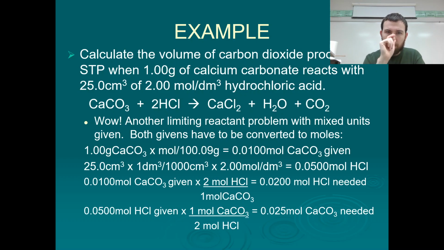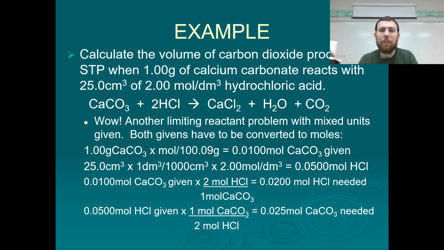And so then what we want to figure out is, okay, we can use our limiting reactant methodology. We take the amount of calcium carbonate given and look at how much hydrochloric acid we need. So we need 0.0200 moles of HCl to react with that much calcium carbonate. Well, we've got 0.05 moles, so it looks like we're good to go there. But then when we look at the hydrochloric acid, we've got 0.05 moles. We need 0.025 moles of calcium carbonate. Well, unfortunately, we only have 0.01 moles. So that means that calcium carbonate is our limiting reactant.